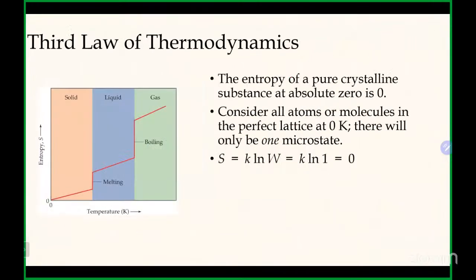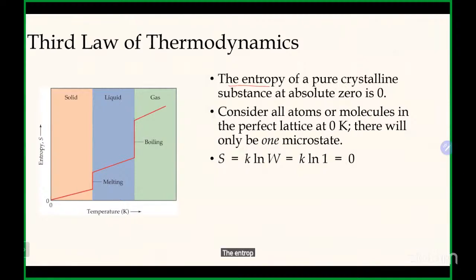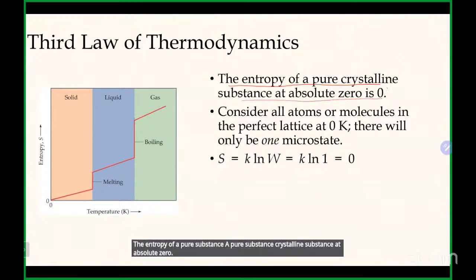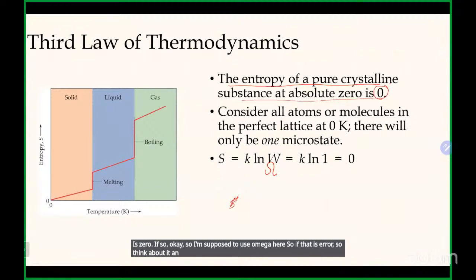Okay, so let's move on. So that brings us to the third law of thermodynamics. The entropy of a pure crystalline substance at absolute zero is zero. So think about it. An absolute substance at a temperature of absolute zero is 0 Kelvin.